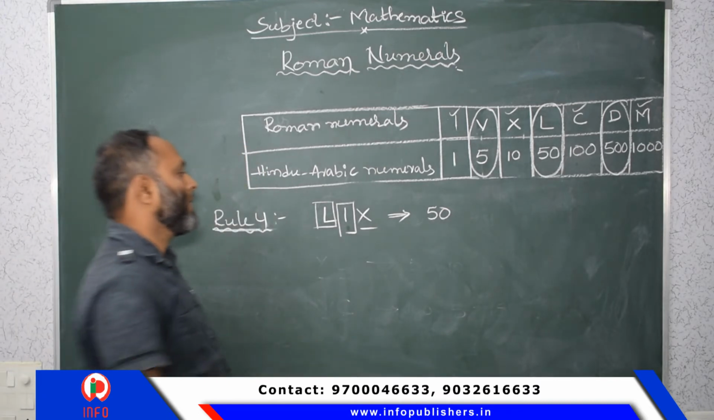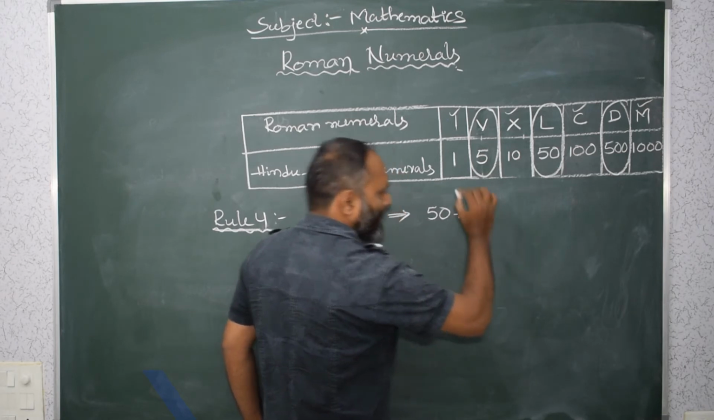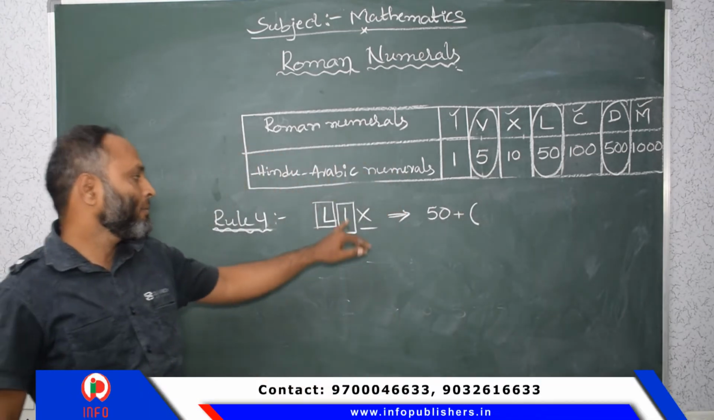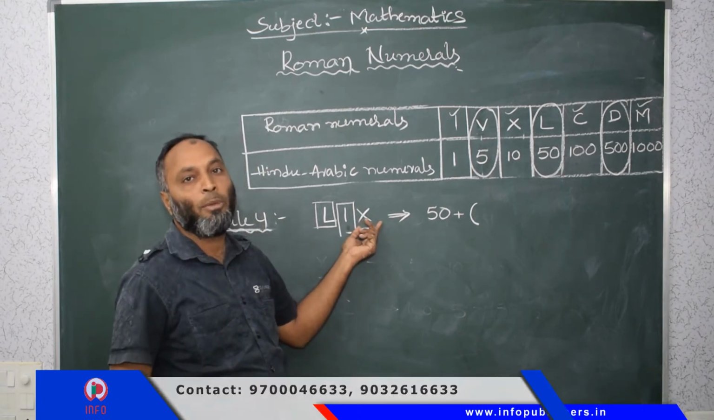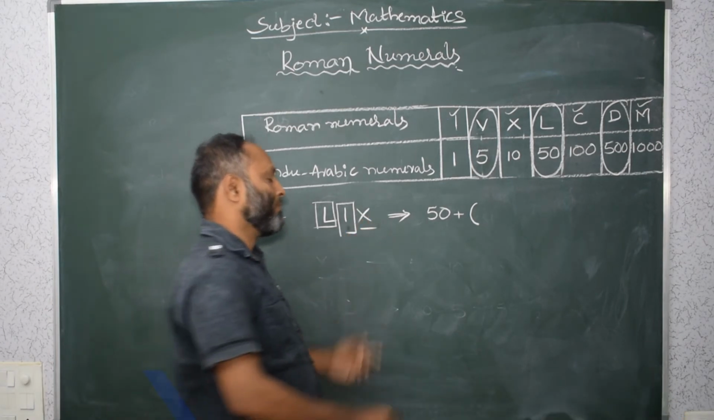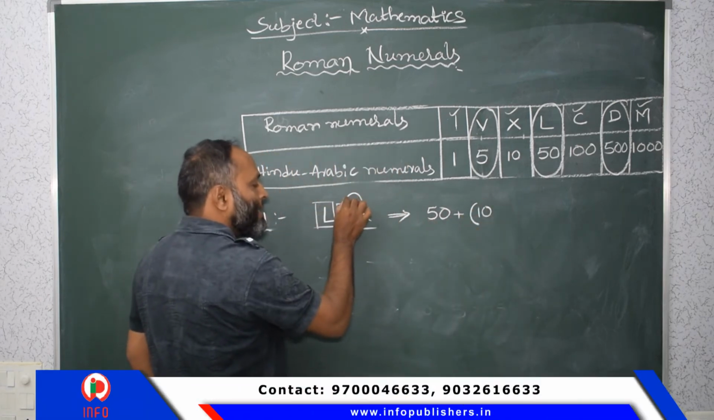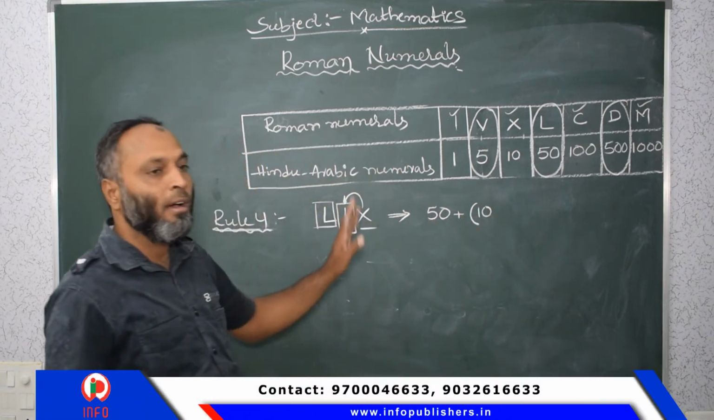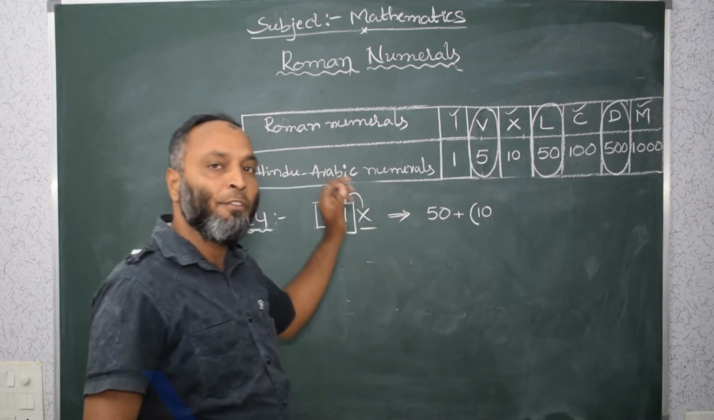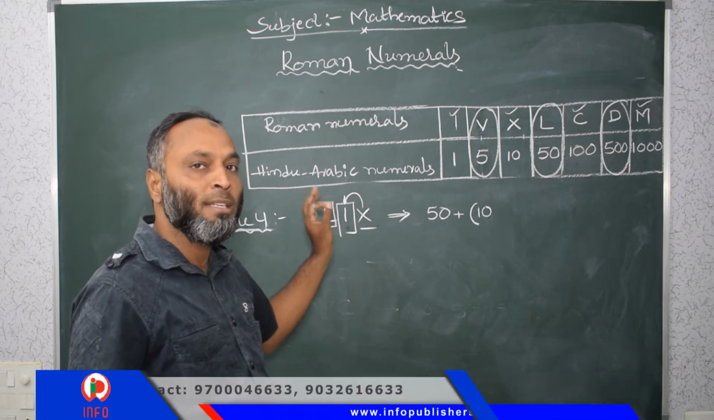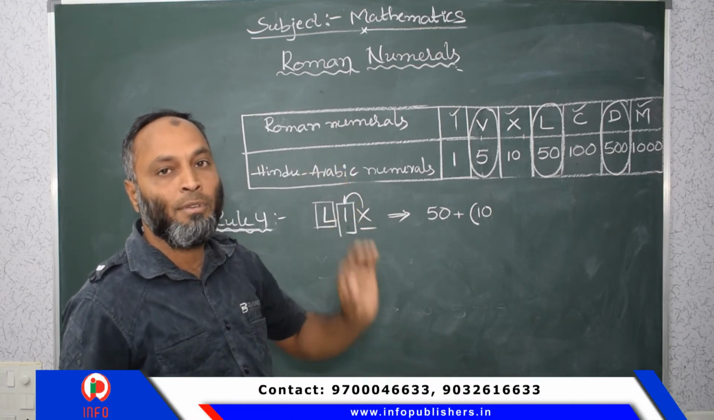L means 50, and after that we have to take a plus sign and take a bracket. Now here, you have to take the last bigger Roman numeral. What is that? That is 10. Take 10, and before it 1 is given, a smaller Roman numeral on the left side. If a smaller Roman numeral is given on the left side, then what we have to do? We have to subtract.